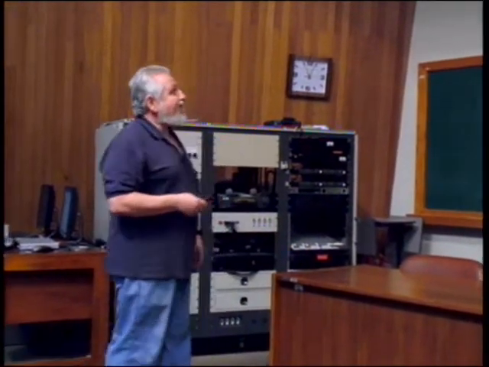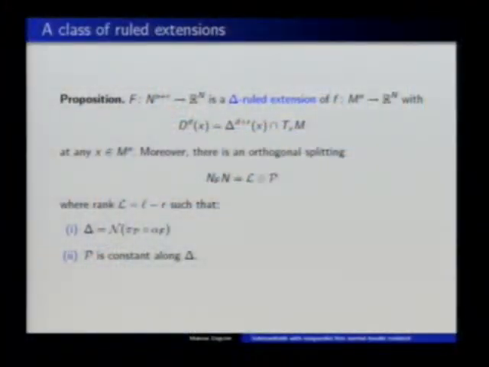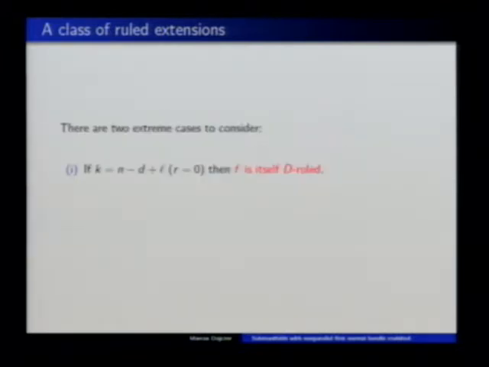So with all the data discussed earlier, you have that capital F is a delta ruled extension of the original immersion, where D is the intersection between the ruling and the tangent bundle of M at the point. Moreover, there is an orthogonal splitting of the normal bundle of the new immersion, where delta is just the kernel of the second fundamental form projected to one of these normal subbundles, and this subbundle is constant along delta. Let me mention that there are two extreme cases to be considered.